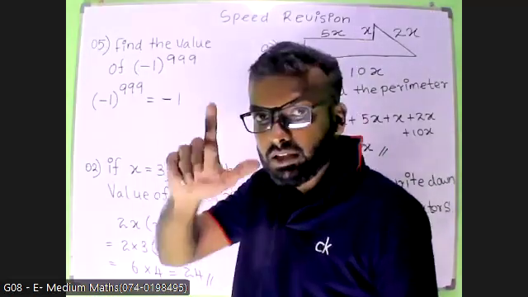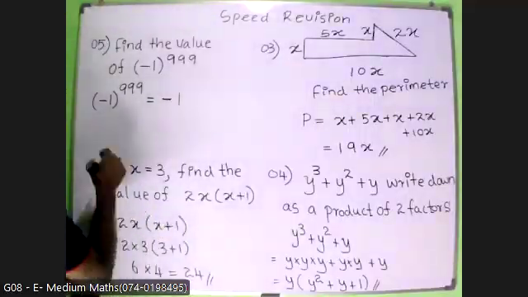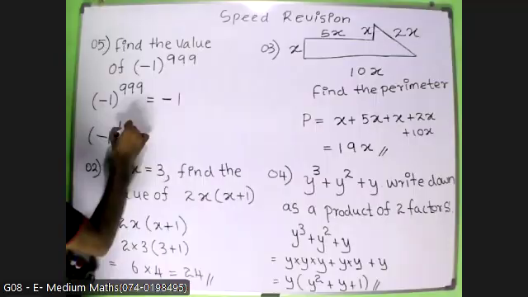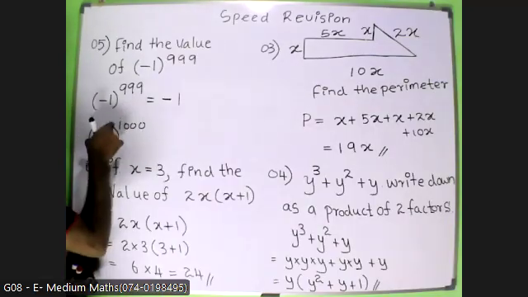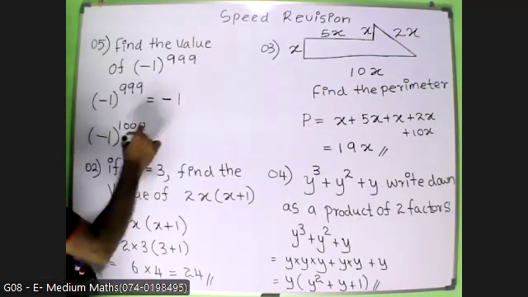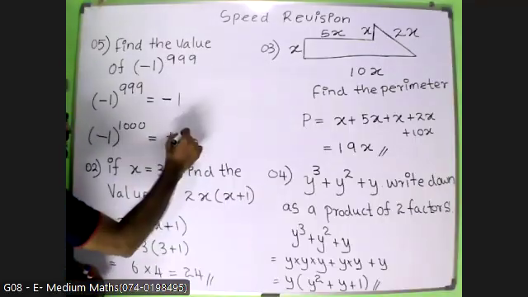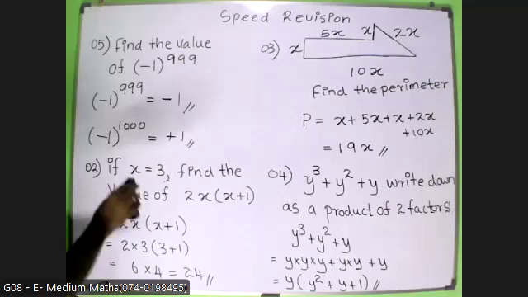So that is the chapter. I told it last week, right? So I will write some example for that. Minus 1 to the power 1000. Right? Negative value, even power. Answer is positive 1. If you want, you can write down the plus sign.